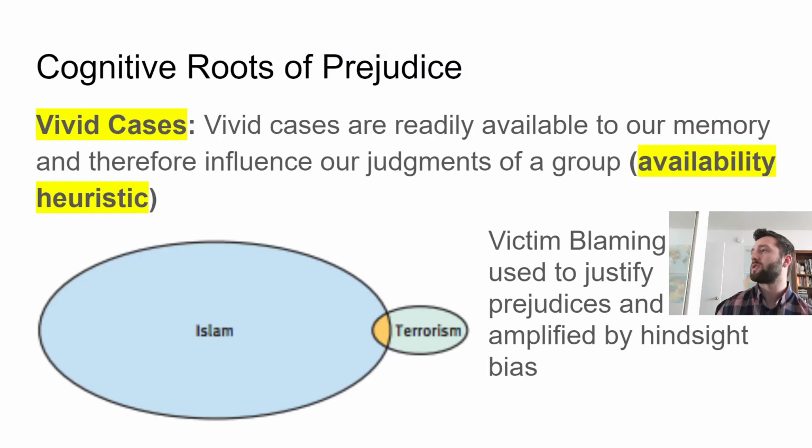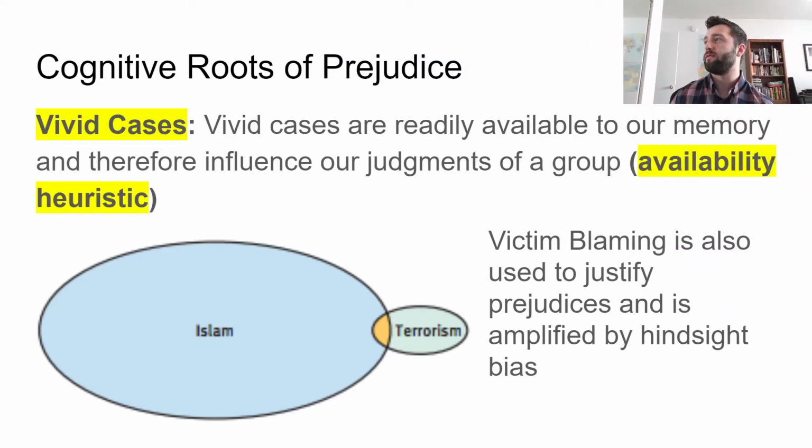So the next piece we want to talk about is what we would call vivid cases. Now, vivid cases is something that we've actually already talked about, which is the availability heuristic. But the general concept, as we're going to refer to it here, is the idea that vivid cases are more readily available in our memory, thus availability heuristic, and therefore influence our judgments of a group. So when I try to think of a group of people, for example, the most vivid cases are likely going to be the ones that are going to have the biggest impact on what I think about that group.